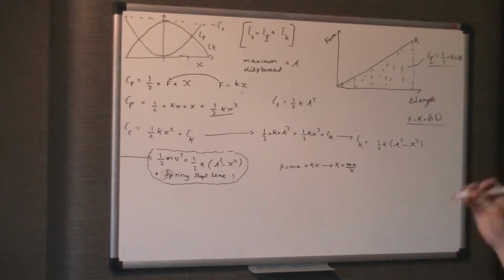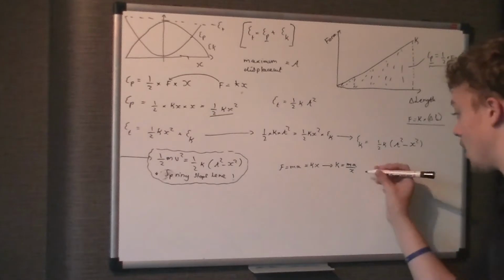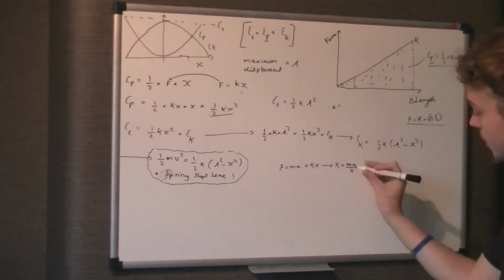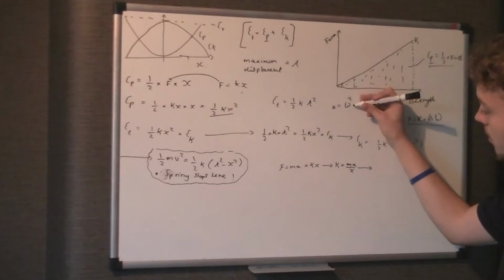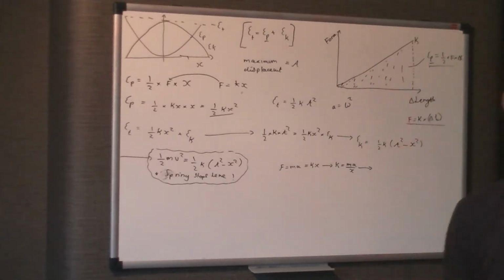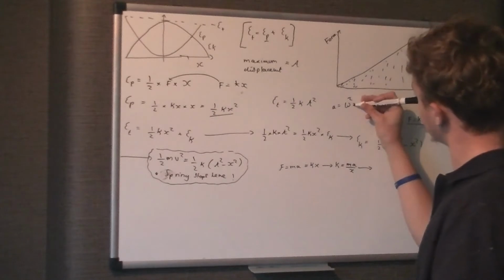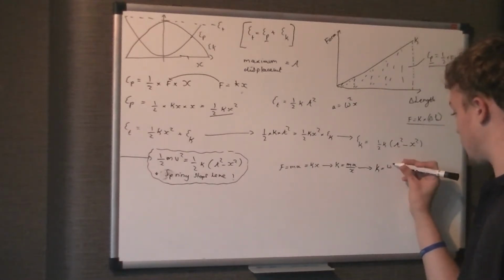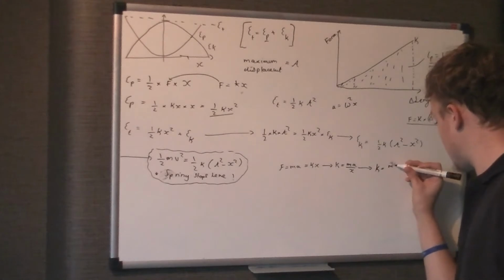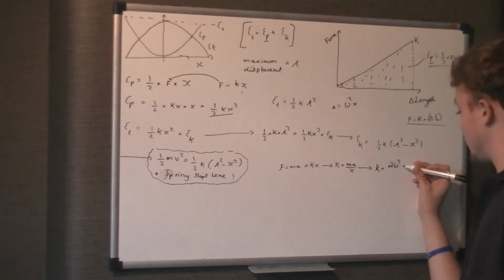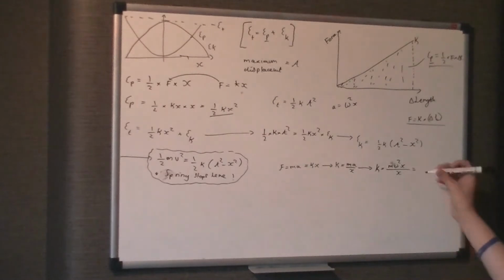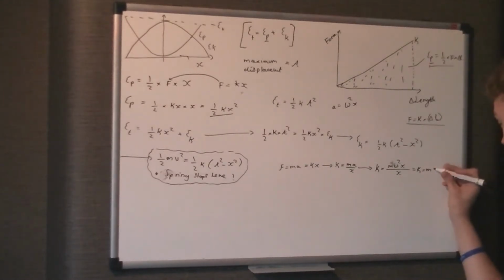Now that's very good, but we need to do something else there. We can't just put ma over x. You should know a, your acceleration, is equal to the angular speed squared times x, the displacement. Sub that in, because we need to get rid of this x in the bottom. So k is equal to the mass times the angular speed squared times x over x. The x's cancel, so you're left with k is equal to the mass times the angular speed squared.